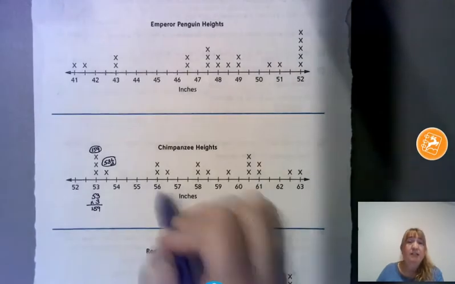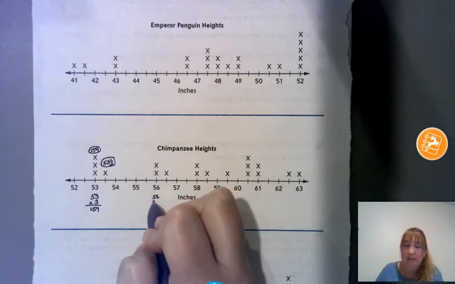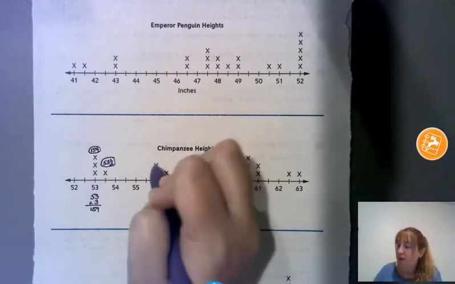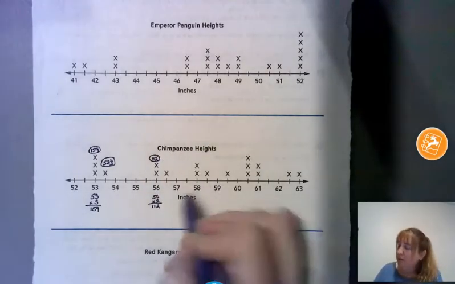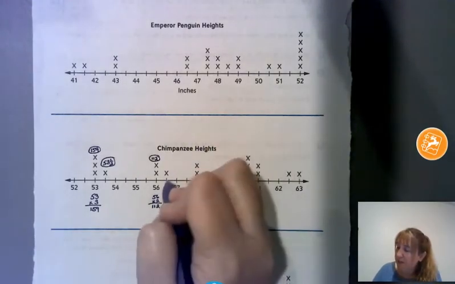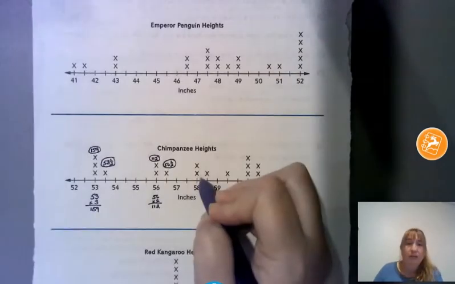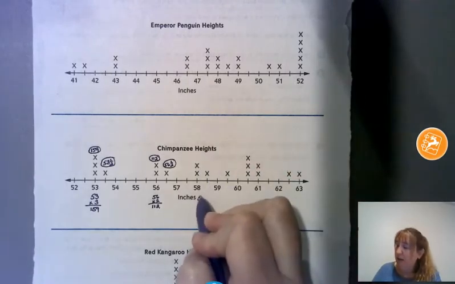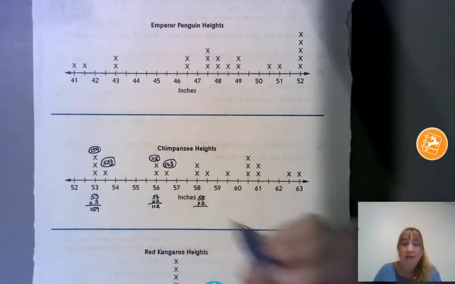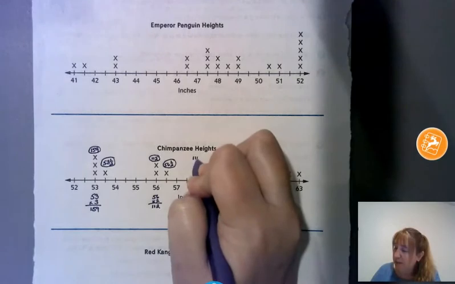Let's go over here to 56. As you can see, we have two chimpanzees that were measured at 56 inches. So if we take 56 times 2, that would give us 112. So I'm going to put 112 above that column. We have one coming in at 56 and a half, because 56, 57, that would be 56 and 1/2. So we have one. Okay, so look here, we have 58 inches, and we end up having two chimpanzees. So there's two that are coming in at that height, that would be a total of 116 inches. So I'm going to put 116 above there.